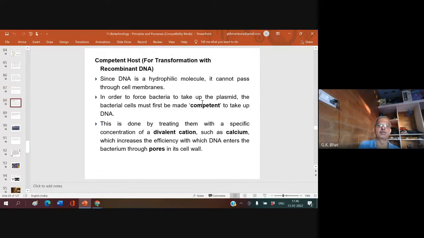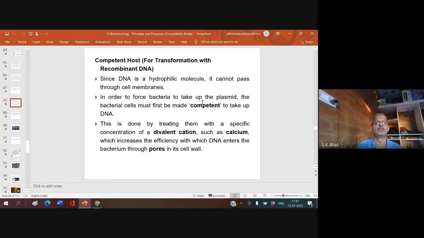Now let us see what is done. Competent host for transformation with the recombinant DNA. You have a gene of interest, you have a vector to carry this desired gene, and you are interested to put it inside the body of the host. Now the question is, can we easily insert a plasmid carrying the gene of interest into the host?